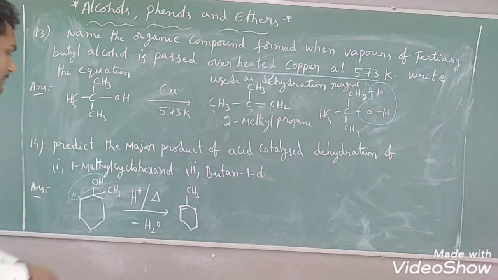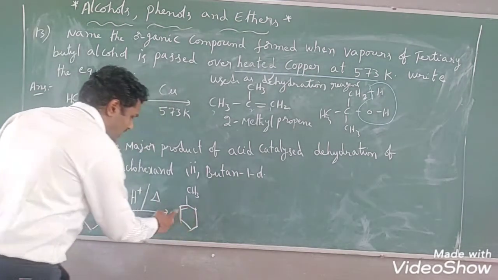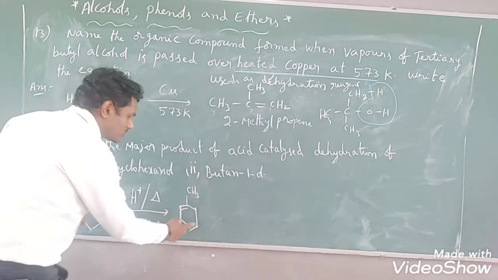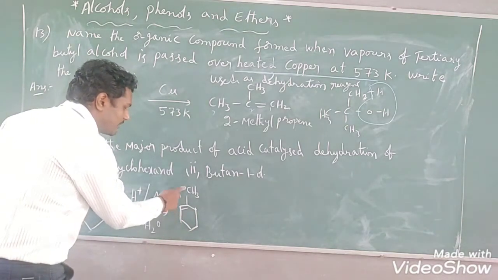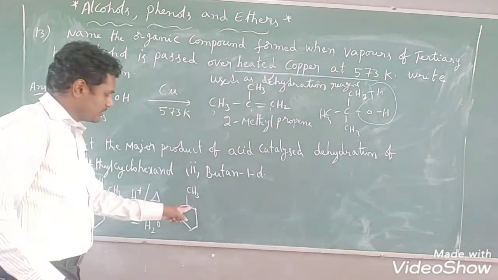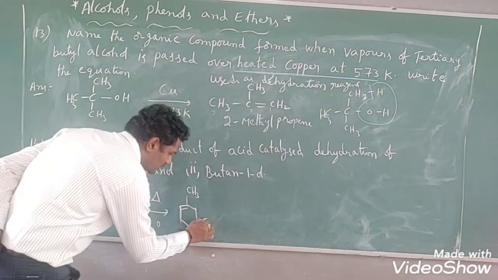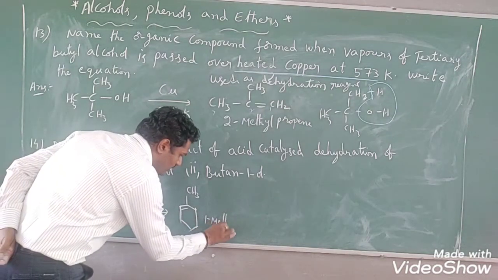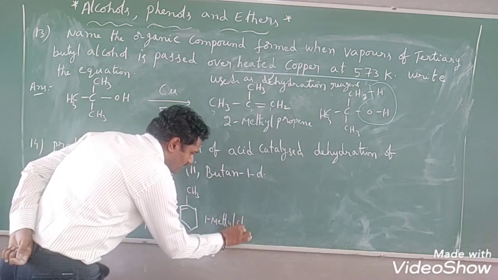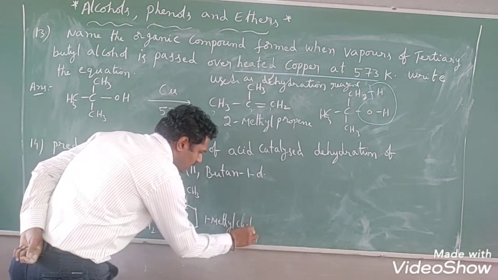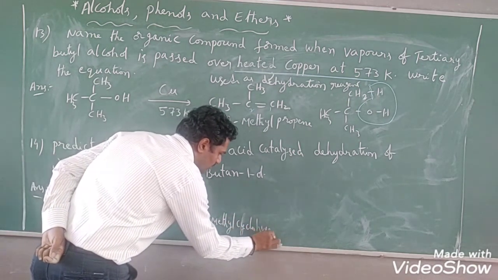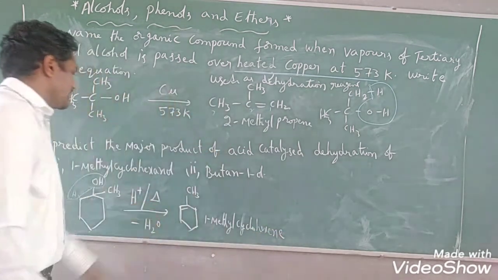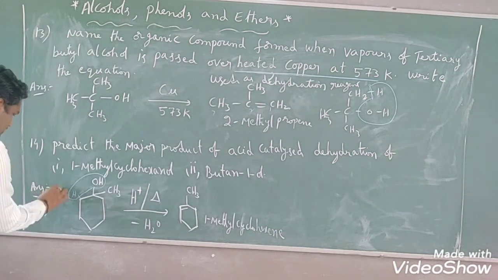What is the name of this compound? This is cyclohexene. Cyclohexanol will be converted into cyclohexene. On which position is methyl present? First position. So that's why this is 1-methyl cyclohexene. 1-methyl cyclohexene as the major product. This is the first question's answer.